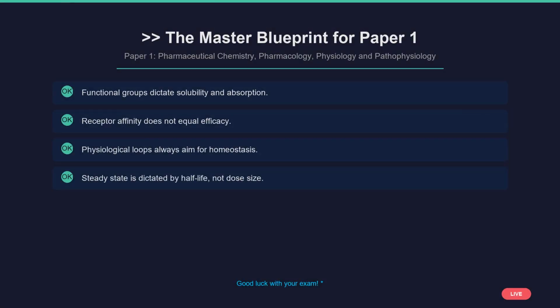We've covered the structural logic of molecules, the seesaw of the autonomic system, and the timing of the liver's factory floor. Success on this exam isn't about memorizing lists, it's about predicting how these systems interact when you throw a drug into the mix.